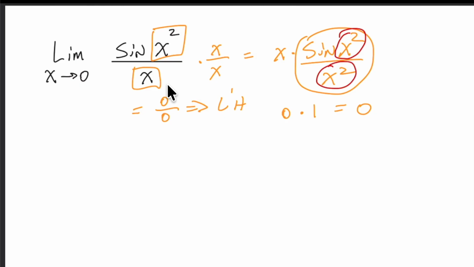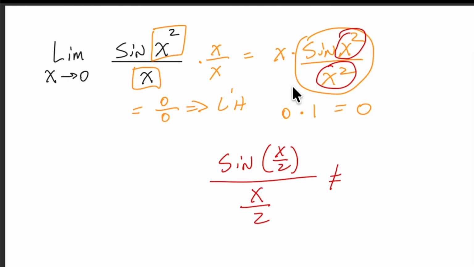The fact that the argument matches the denominator does not always mean you can use this limit. For example, this does not equal 1.